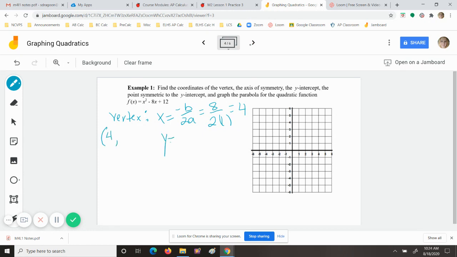To get the y-coordinate, we just want to plug back in what we got. 4 squared minus 8 times 4 plus 12. Okay, 4 squared is 16, minus 8 times 4, so minus 32, and then plus 12, we're going to end up with negative 4. So (4, negative 4) is our vertex. We could go ahead and plot that point if we want to. Okay, here's our vertex.